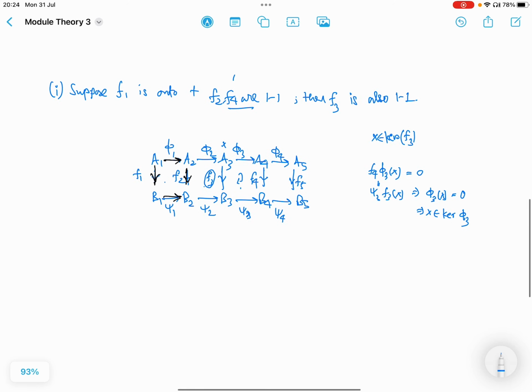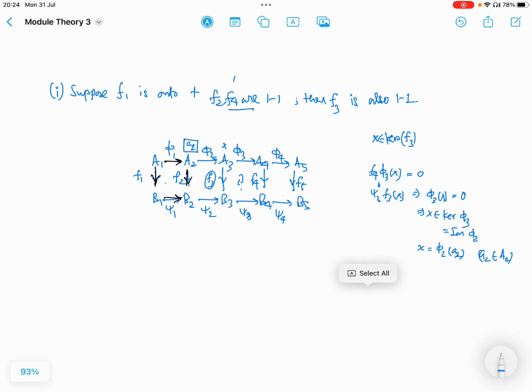But again, because this is an exact sequence, this is same as the image of phi 2. So you can lift x to a pre-image under this map phi 2. So I can call this element a2, where a2 is coming from A2. So now you're here. You need to take care of this diagram and track where you are at the moment. So now from a2, you can go via F2, and that will land you inside B2.